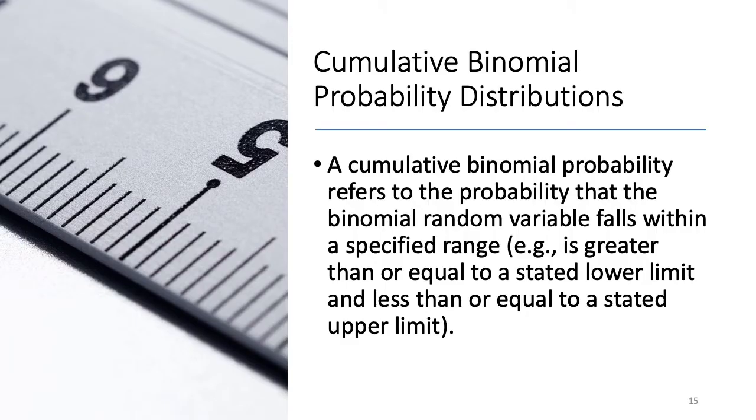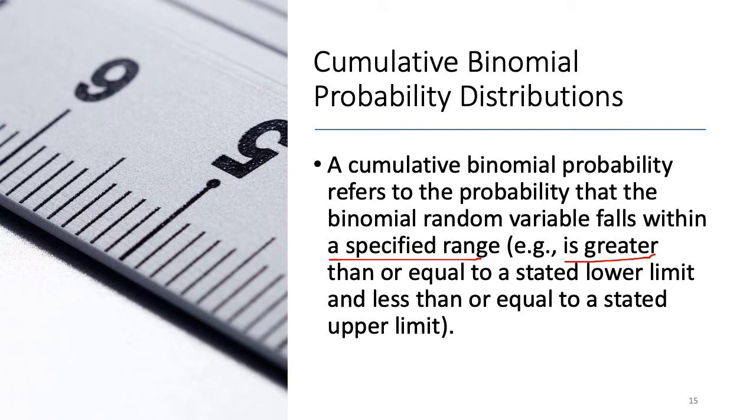Cumulative binomial probability distribution. So the cumulative binomial refers to the probability that a binomial random variable falls within a specified range. For example, things like is greater than or equal to a stated lower limit and less than or equal to a stated upper limit.